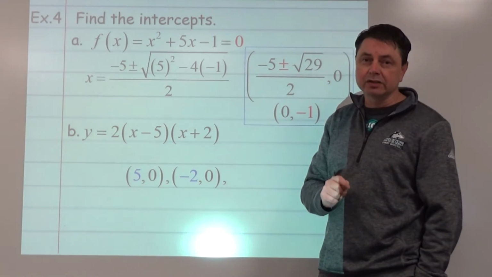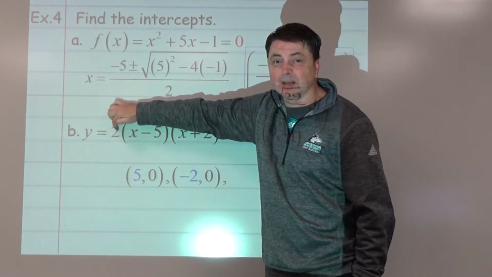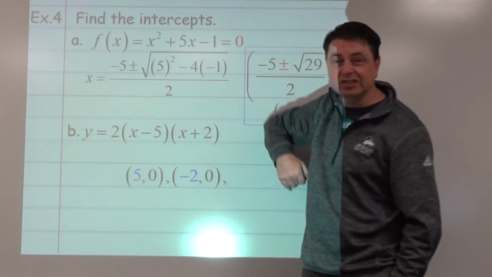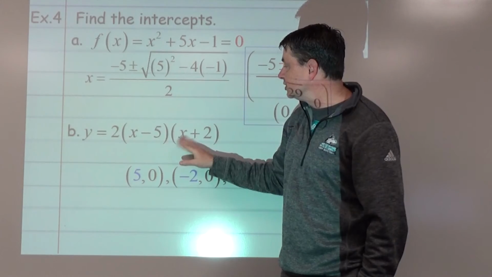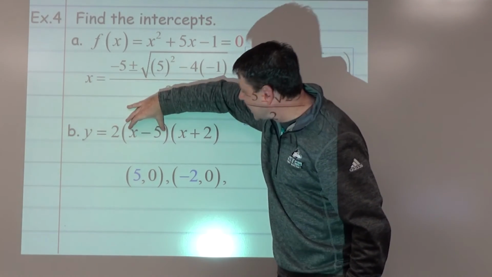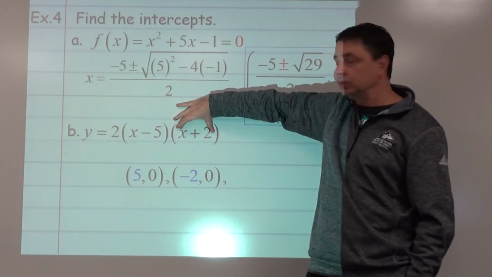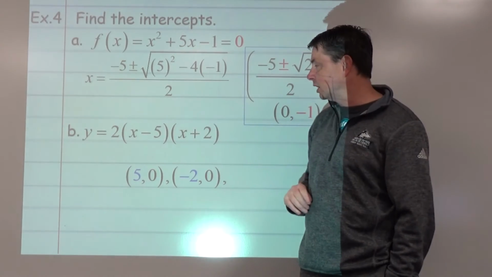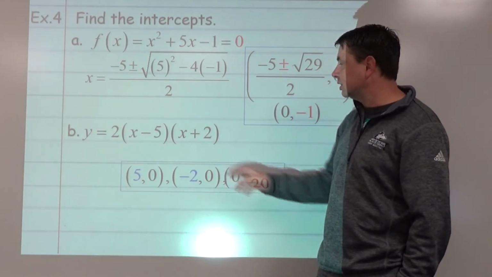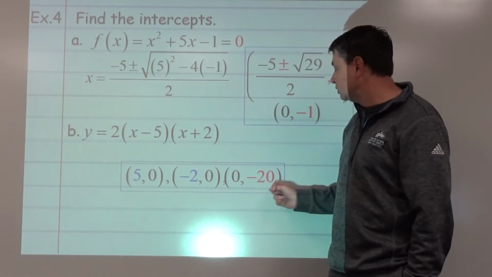Now for the y-intercept, that is going to matter because now we're substituting in 0, just calculating. So if we substitute in 0, we're going to get 2 times negative 5 times positive 2, as the x's become 0. You make that calculation. Don't forget about the 2. You get negative 20.